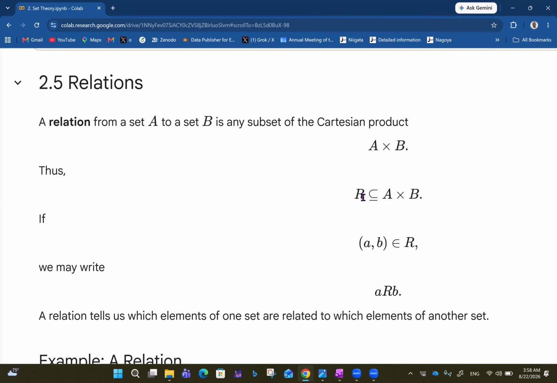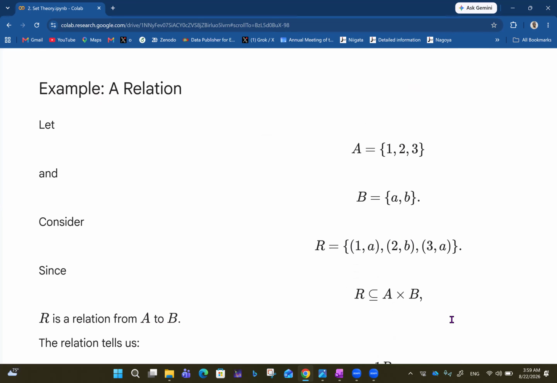Thus, every relation is a subset of the Cartesian product. So if (a, b) is an element of the relation, we may write that A relates to B. So a relation tells us which elements of one set are related to which elements of another set. So let's see what that looks like.